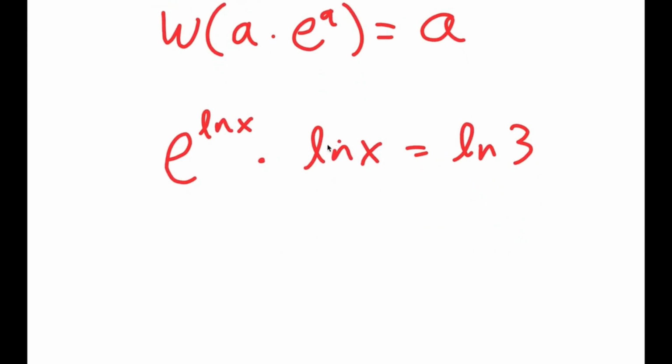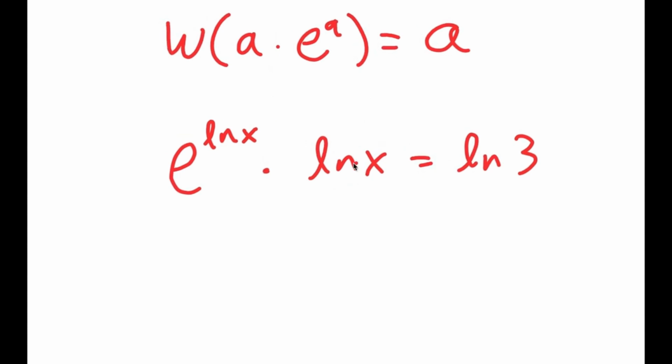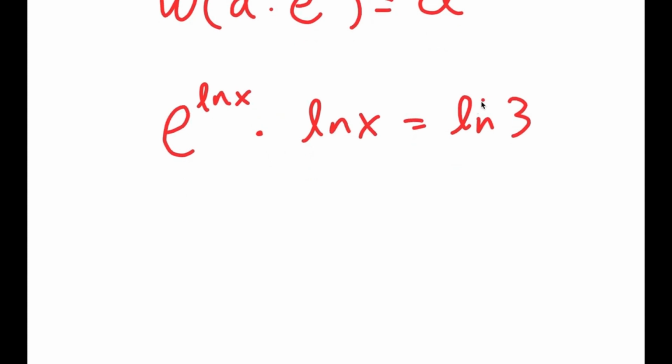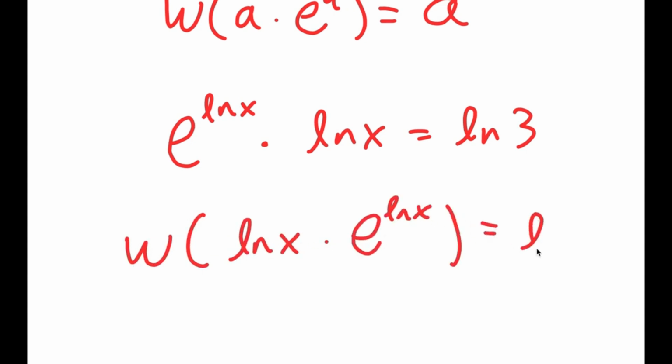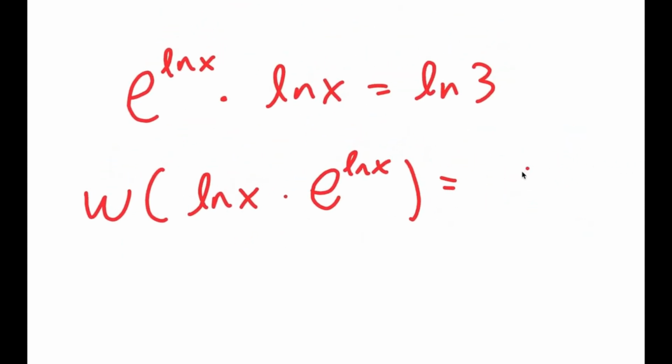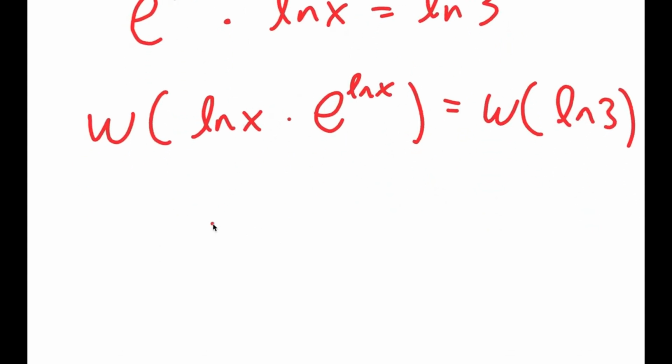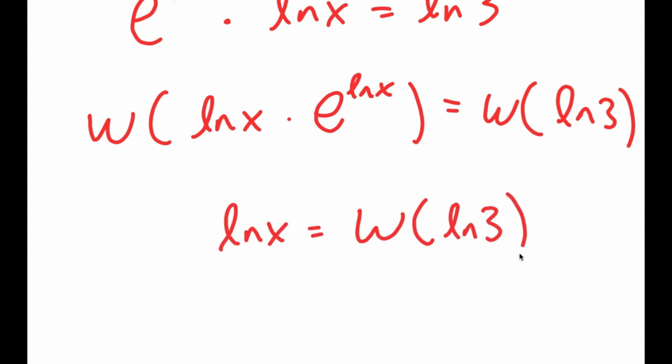So now notice how this is in the form a times e to the power of a. A in this case being ln x, so it's the form ln x times e to the power of ln x is equal to ln 3. So now if I take the W-Lambert function on both sides, I get W of ln x times e to the power of ln x, and this is just equal to a. Sorry, I have to take the W on both sides, so I get W of ln 3, and then now I'm left with ln of x is equal to W of ln 3.